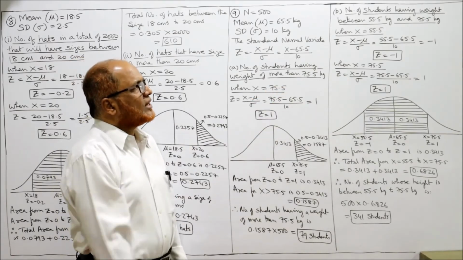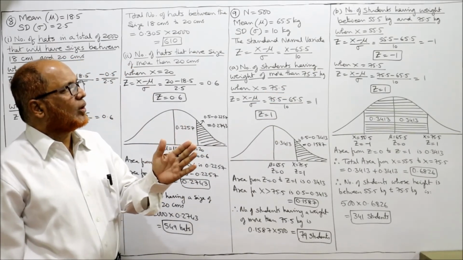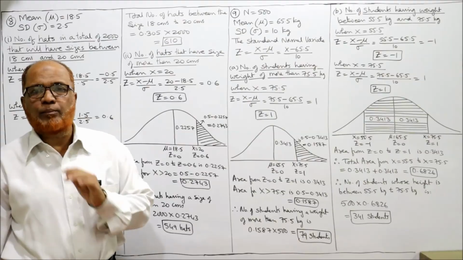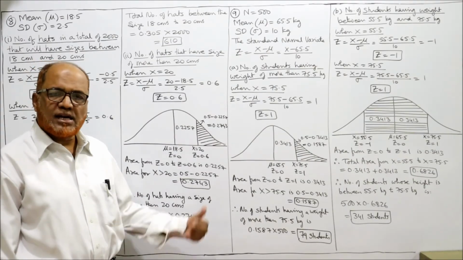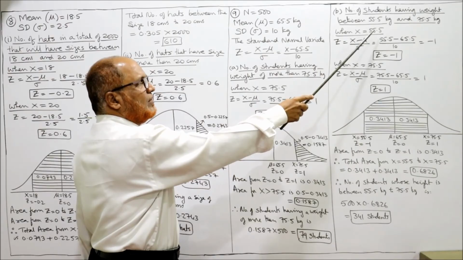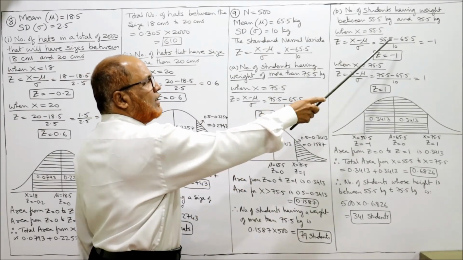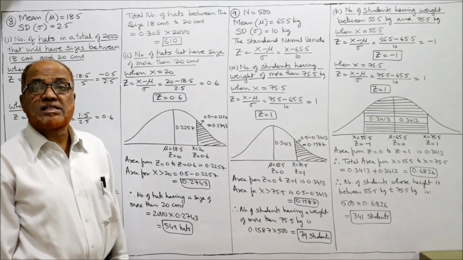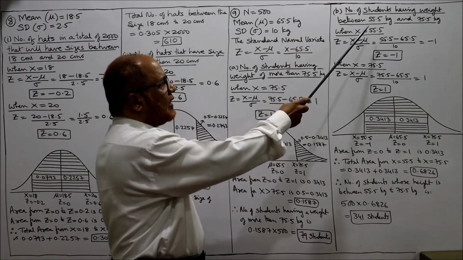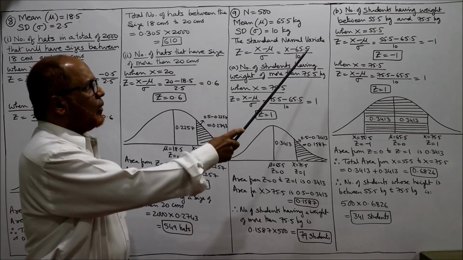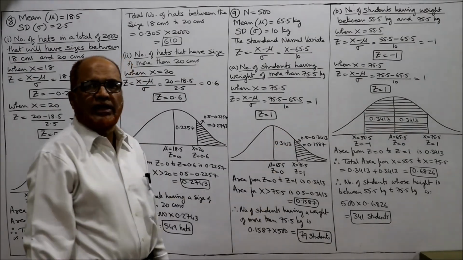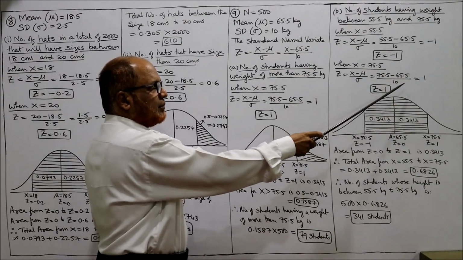Now second question. Number of students having weight between 55.5 kilogram and 75.5 kilogram. Now the number of students expected between 55.5 and 75.5 is exactly similar to the previous problem. When x is equal to 55.5, z is equal to x minus mu by sigma, 55.5 minus 65.5 divided by 10, minus 1. Z value is minus 1. When x is equal to 75.5, z value is 75.5 minus 65.5 divided by 10, 1.